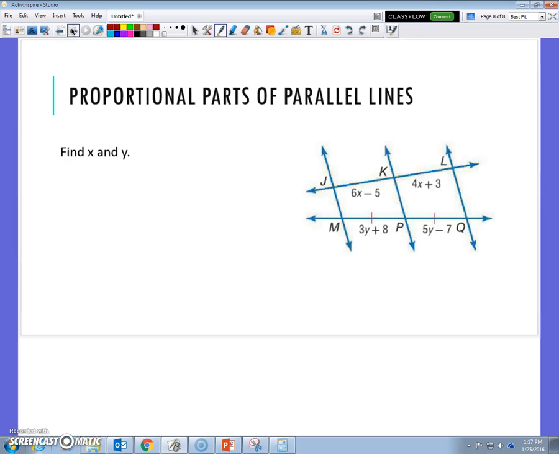So let's finish up this last problem in class, and we'll go from there. That's it for today.